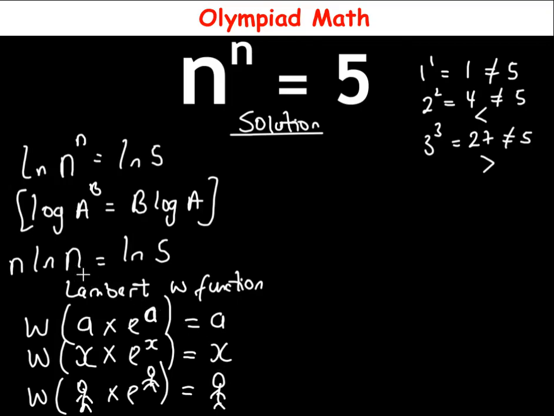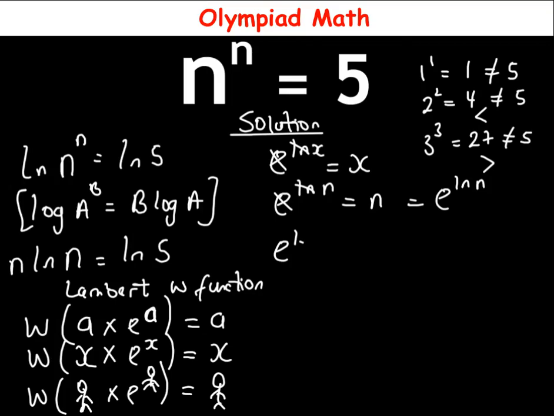But before we solve for n, we also have to introduce something else, which is e to the power of ln x is equal to x, since ln and e cancel. So replace this n right here with e to the power of ln n. ln and e cancel, you have n. So I can put in n for e to the power of ln n. With this you have e to the power of ln n times ln n is equal to ln 5.